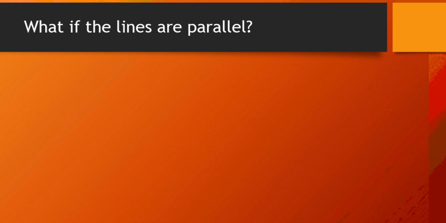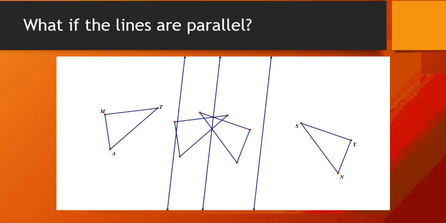Well, what if the lines are parallel? What if it's this case? We reflect over this line and then this line and then that line, right? We go over 1, 2, 3 parallel lines. Well, what does that? AMT becomes NYS. It has to be a single reflection. Orientation is not preserved.